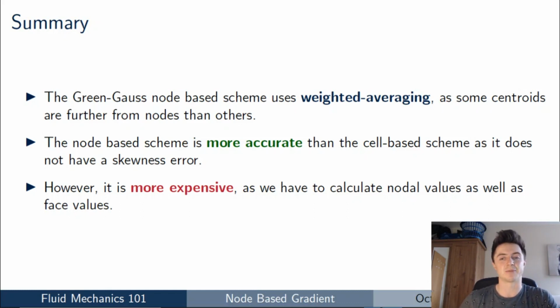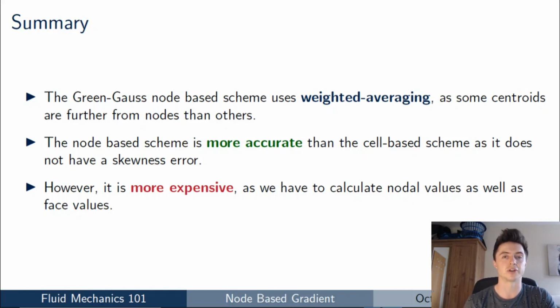And the node-based scheme, of course, is more accurate than the cell-based scheme, as it doesn't have that skewness error, which we've seen previously. And always take care to remember the difference between the skewness error and a skewed cell. The two are very different things, and it's very tempting, because we always see skewness as a metric reported by our meshing programs, to get confused between the two, but a skewness error is something quite specific. And of course, just to finish off, the node-based scheme is slightly more expensive than the cell-based scheme, and it's slightly more complicated to set up.